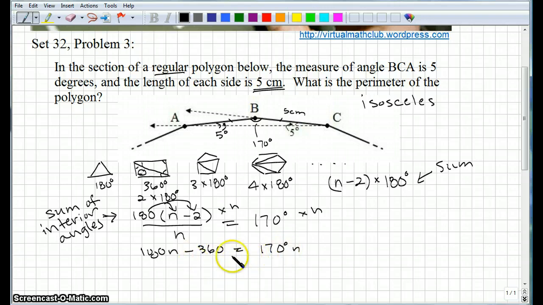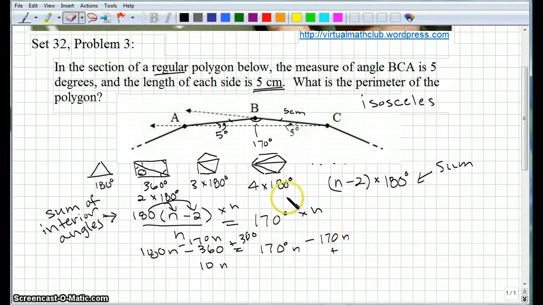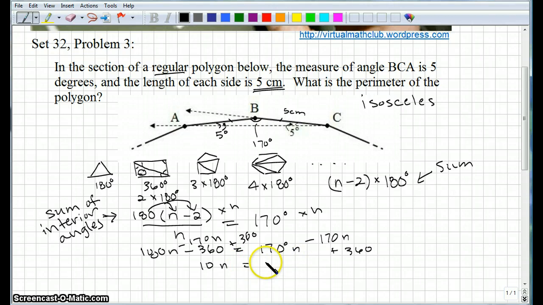And that's easy to solve, right? I'll just subtract 170n from both sides, and I get 10n. And then I'm going to add 360 to both sides. So I get 10n is equal to 360. And so then n has to be 36. So that's telling me that this regular polygon is a 36-sided polygon.